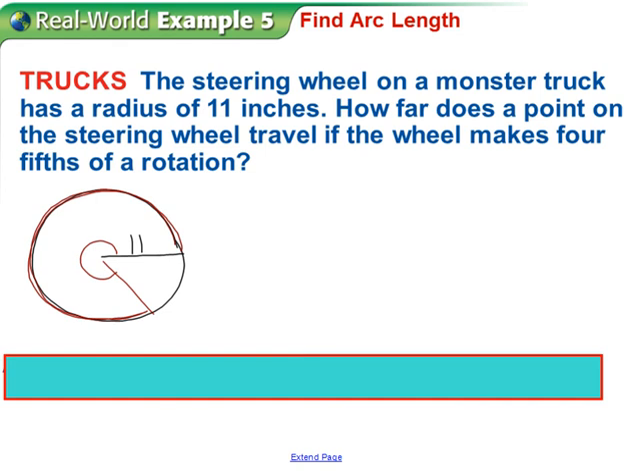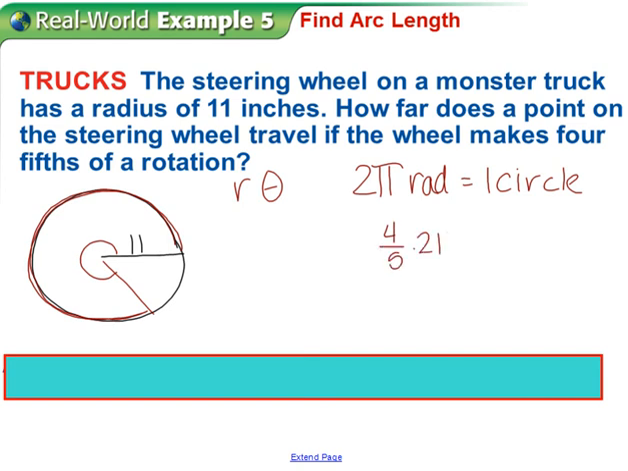Well, we had a real easy formula. It's just the radius times theta, but theta has to be in radians. So how many radians is 4/5 of a circle? Well, we know that 2 pi radians equals 1 circle. So what we can do is take 4/5 times 2 pi, and we'll figure out how many radians that is. So that is 8 pi over 5. And all I did there is I multiplied the 4 times the 2 because they're both numerators, because this is like over 1, and then 5 times 1.